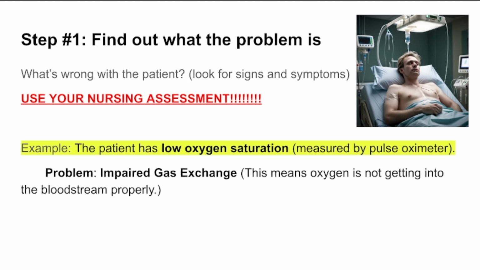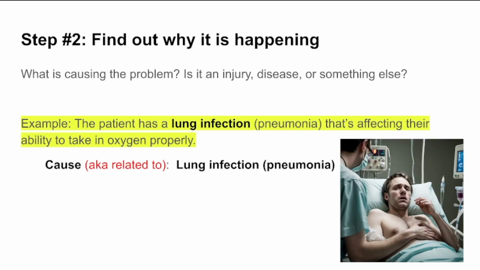So the example here for finding out what the problem is: the patient has low oxygen saturation, which is measured by pulse oximeter. So the problem here is impaired gas exchange. This means that oxygen is not getting into the bloodstream properly. So after you complete your assessment, you'll figure out what the problem is. And the problem is impaired gas exchange. This patient is not getting oxygen. David is not getting oxygen. So boom, first step, we have our problem.